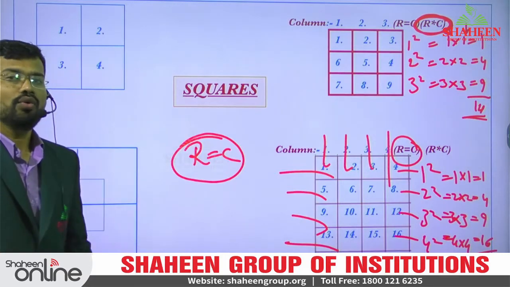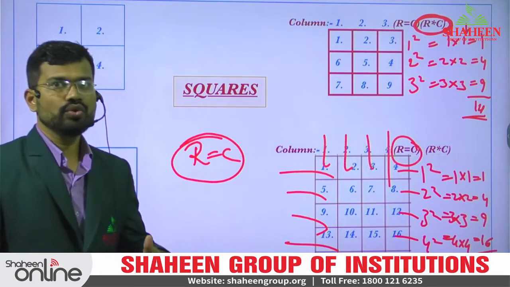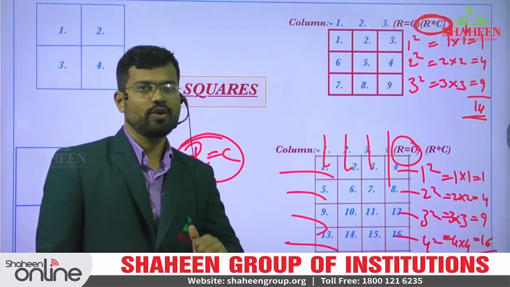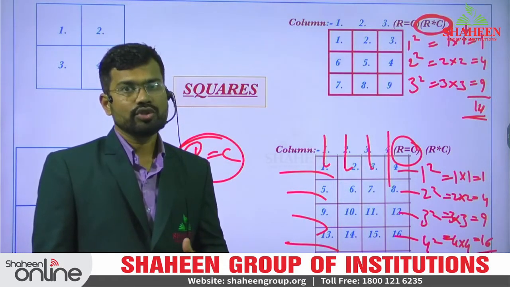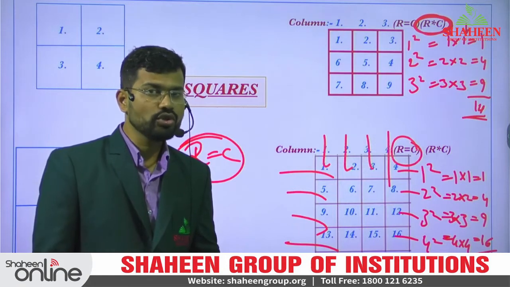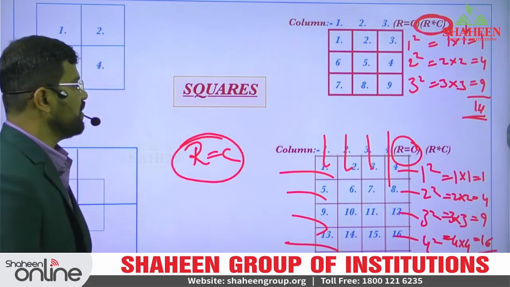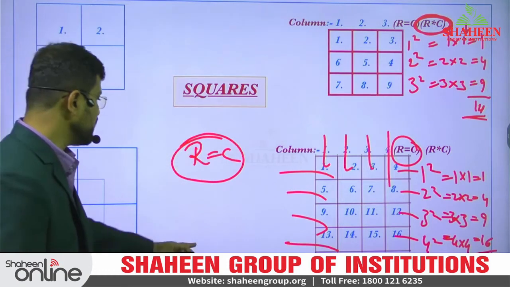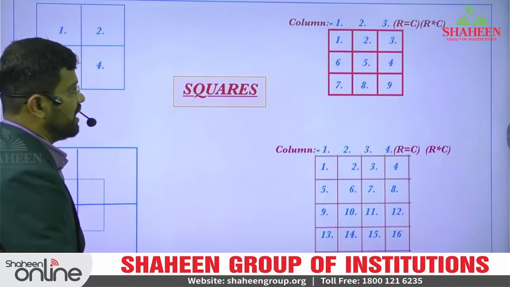30 squares. 1 square, 1 into 1, is nothing but first row, first column. 2 square, 2 into 2, means second row, second column. 3 square, 3 into 3, means third row, third column. 4 square, 4 into 4, means fourth row and fourth column. So in this way we can easily find the number of squares in the given figure when r is equal to c.